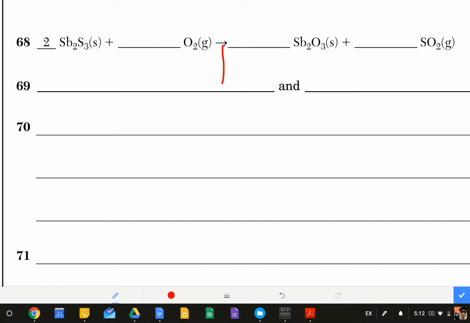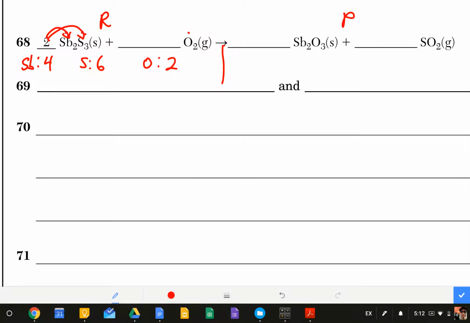So the first thing I do is look at the elements that we have to worry about. So we have to worry about antimony and sulfur and oxygen. So I'm going to make a note. Antimony, 2 times 2. So that's 4 antimony atoms. Next element, sulfur, 2 times 3. That is 6 sulfur atoms. The next element is oxygen, which is 2 oxygen atoms. Okay, so this is the reactant side. You have the product side.